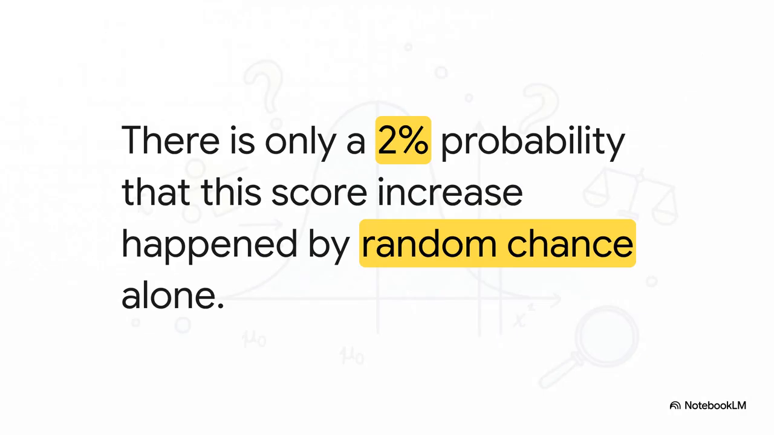So let's translate that. What this means is if the tutorial had absolutely zero effect, there would only be a tiny 2% chance of seeing a score increase this big just by random luck. A 2% chance? That's pretty unlikely, isn't it?